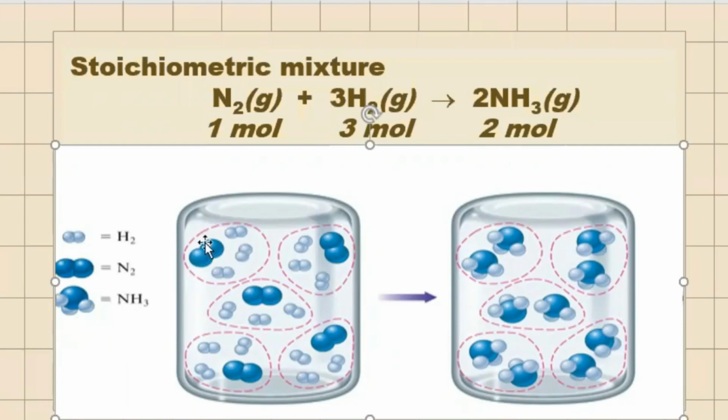Look at this one. In the pink circle, there are one dark blue one and 3 light blue ones. The light blue ones represent the 3 moles of hydrogen, and the 1 dark blue represents nitrogen, reacted in stoichiometric proportion to produce ammonia. Look at this picture.